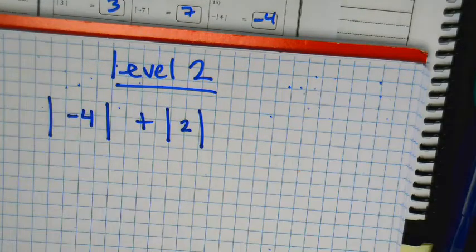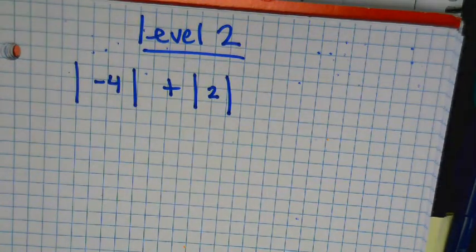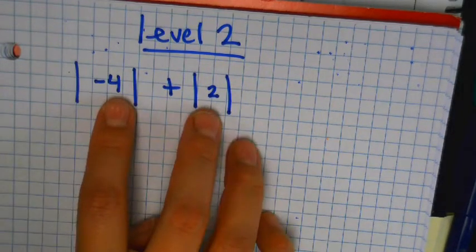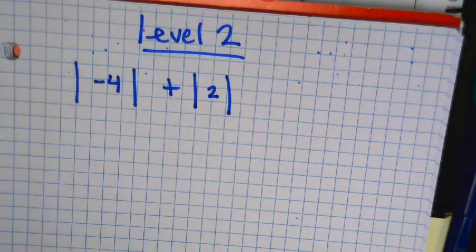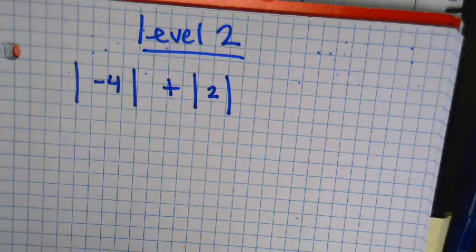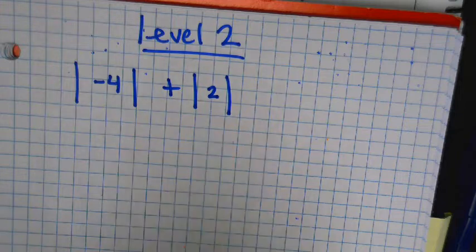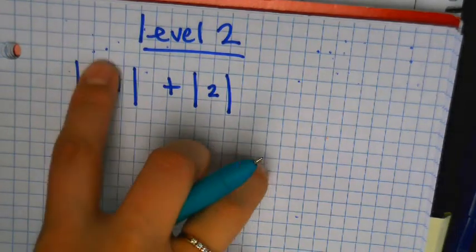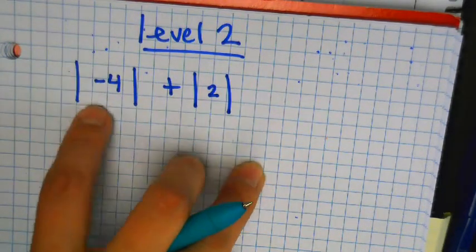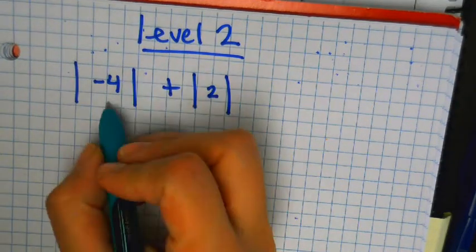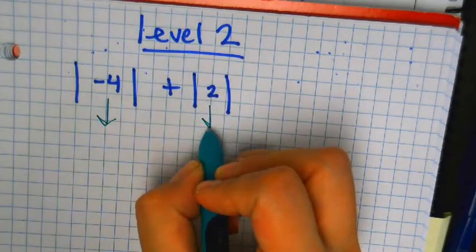Level 2 involves us doing math problems with absolute value. Now, do you see how each individual number has its own bars? Tomorrow it's going to be a little different, so pay attention. I'm not worried about the answer, I'm worried about you understanding the difference. When it's individual numbers, you just bring the numbers outside first, or you drop down the numbers.